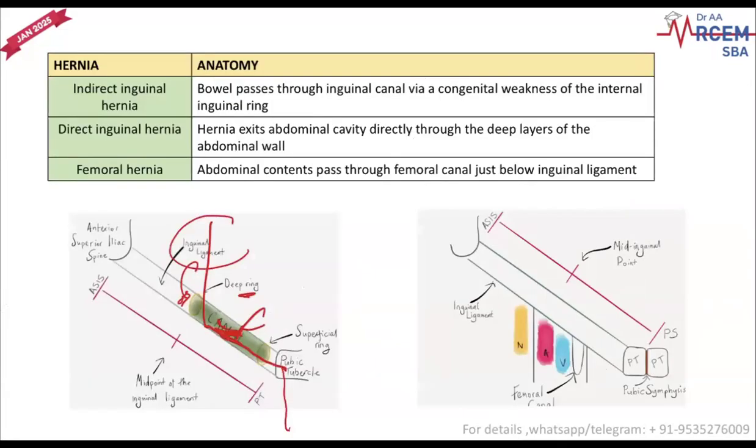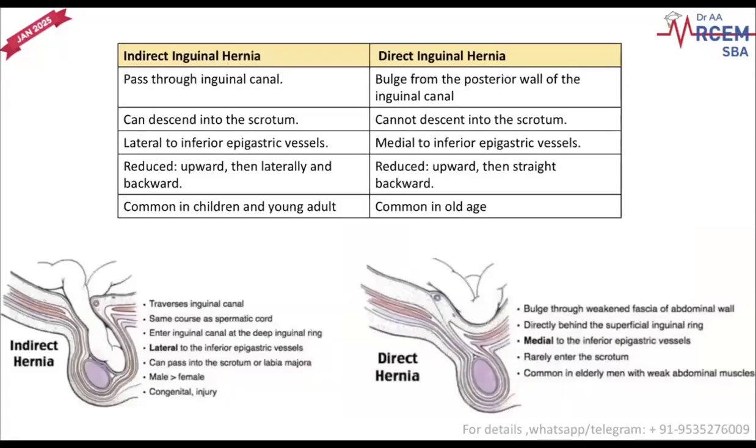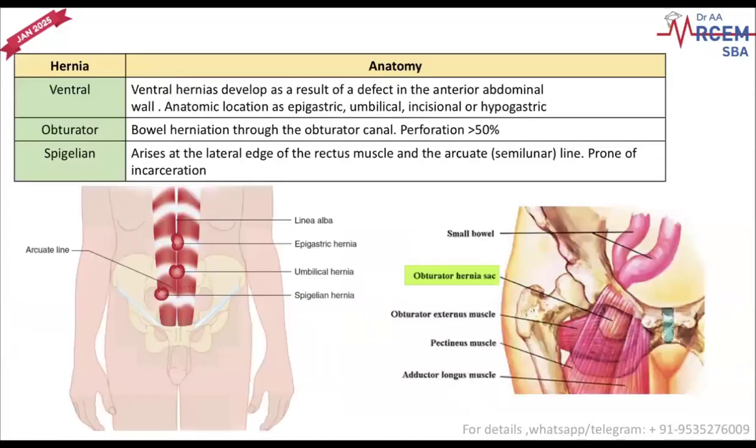How do you reduce a direct hernia? So the direct hernia has come out like this. So upwards you're going, and then you're going just backwards. So upwards and then straight backwards is what you give to reduce a direct hernia. There are other differential hernias also you need to be aware of. Ventral hernias. Whenever there is a defect in the anterior abdominal wall, then you call it a ventral hernia. Depending on the anatomical position, if it is around the umbilicus, then you call it an umbilical hernia. Around the epigastrium, then you call it an epigastric hernia.